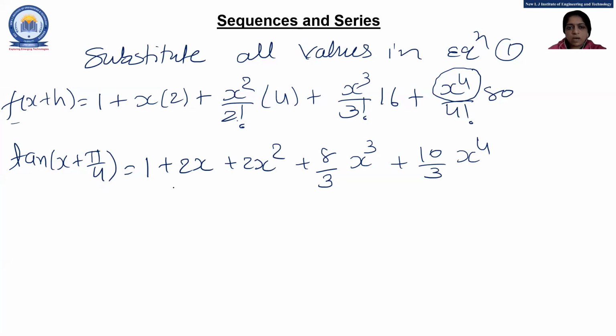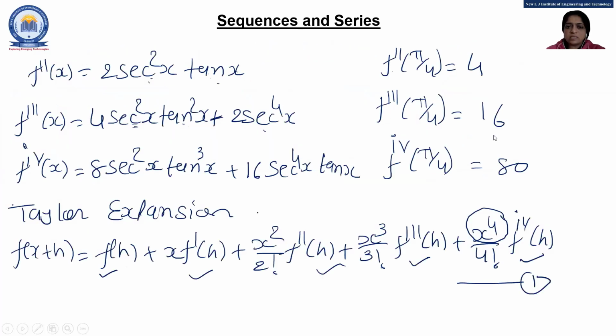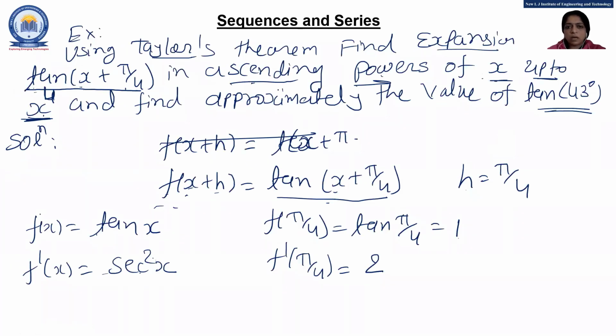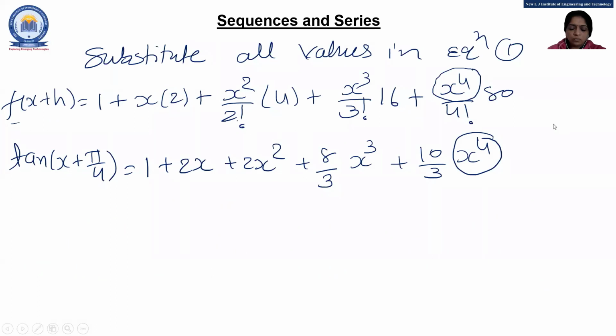So this is my Taylor series expansion up to x raised to 4, right? So first answer, I found the expansion of tan x plus pi by 4 in ascending power of x up to x raised to 4. Okay, that's over. Now the next, find the approximate value of tan 43. For that, now approximate value of tan 43.